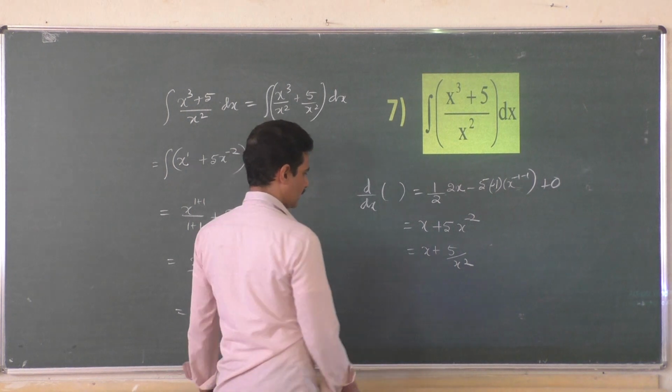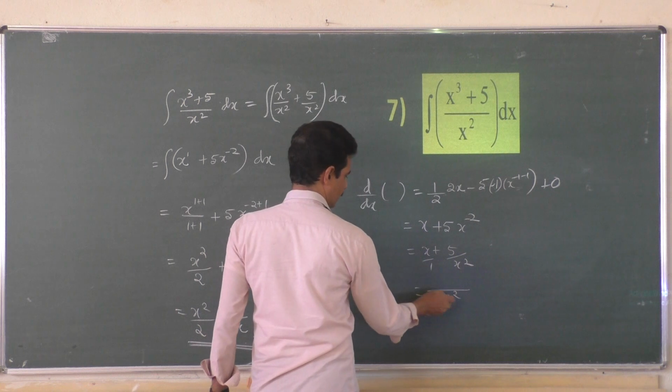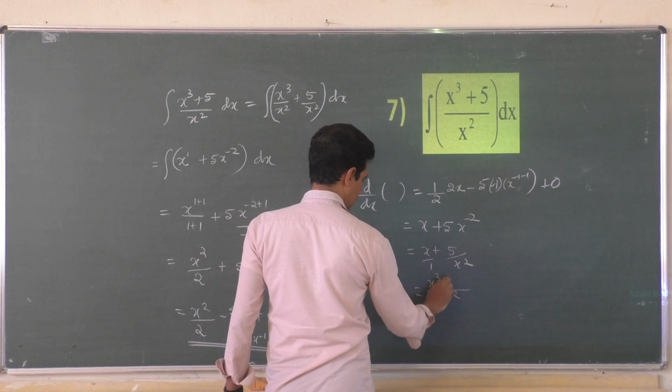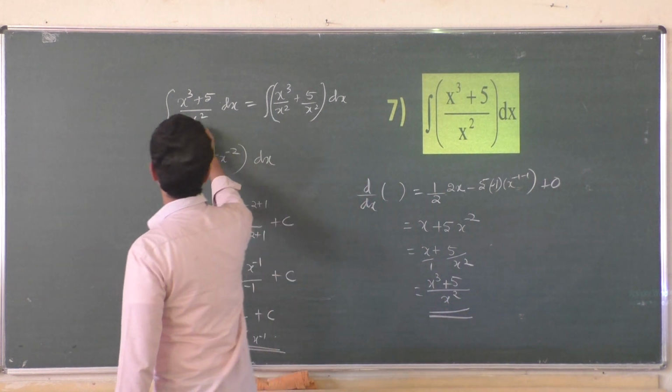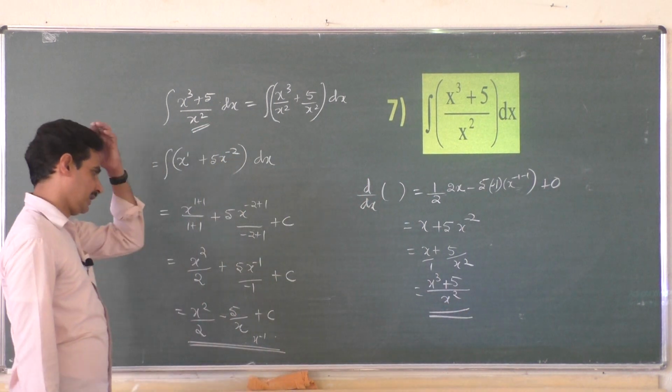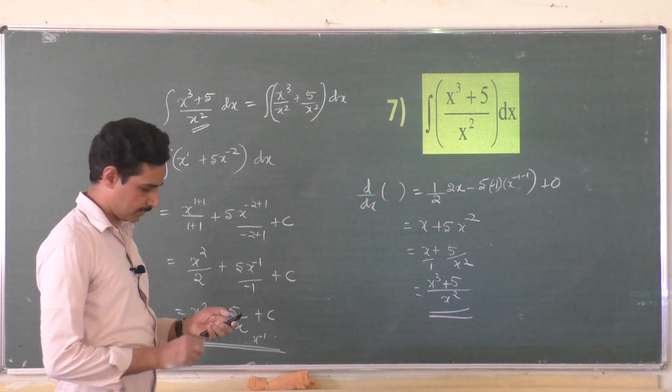Taking x square common, here you have 1 times x cube plus x squared times 5. Again back to the same equation. So you will get this back. Okay, we will move to the 8th problem.